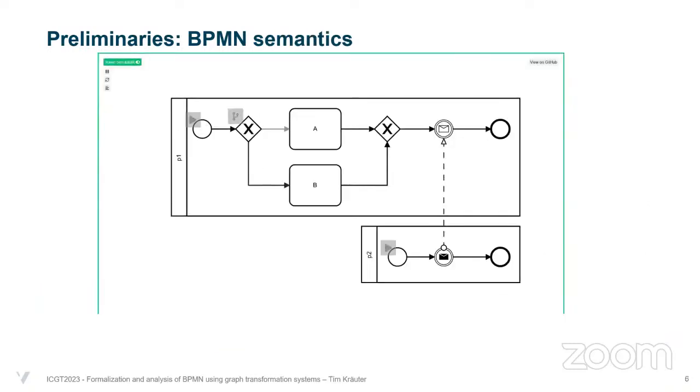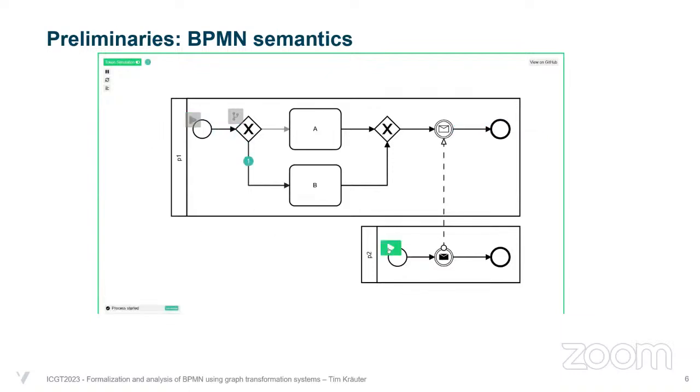Now coming to the semantics: when you really run these processes, it gets a bit more complicated, and this is what's important. Just one example here. We start this process, and now these tokens start moving through the diagram. Different activities are executed, and then the token is waiting on top for a message to come in. I will play it again.